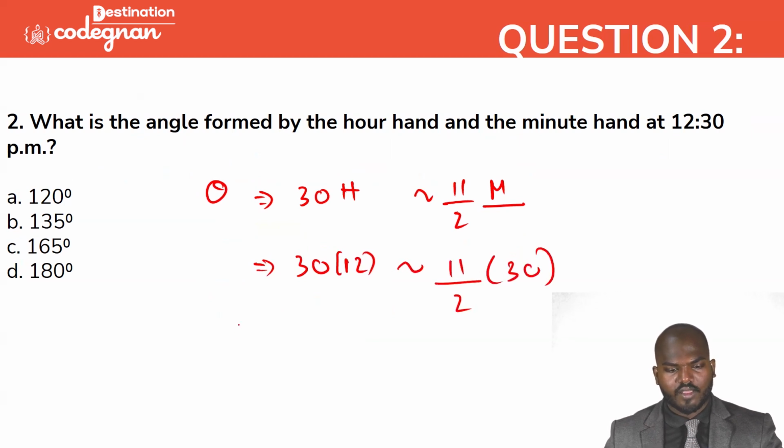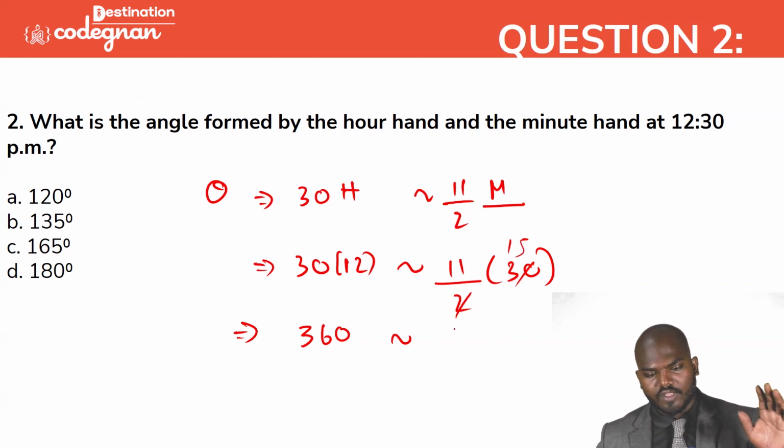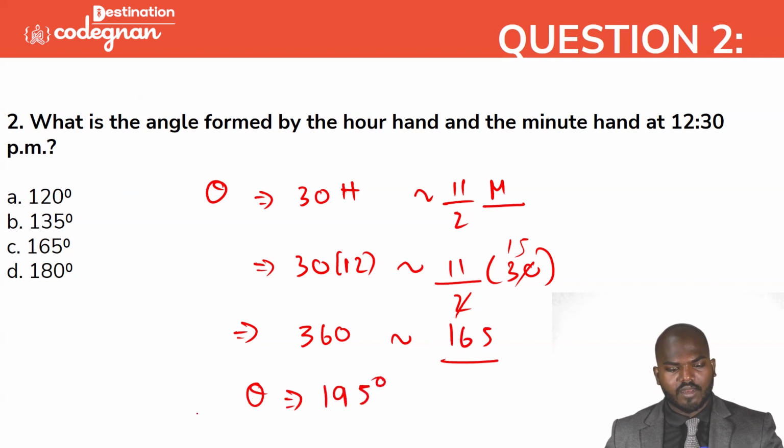So here, 12 times 30 is 360, minus 11 by 2 of 30, so 11 times 15. If you multiply this, it will give you the value 165. We can get it. And then theta, you can directly say it as 195 degrees.